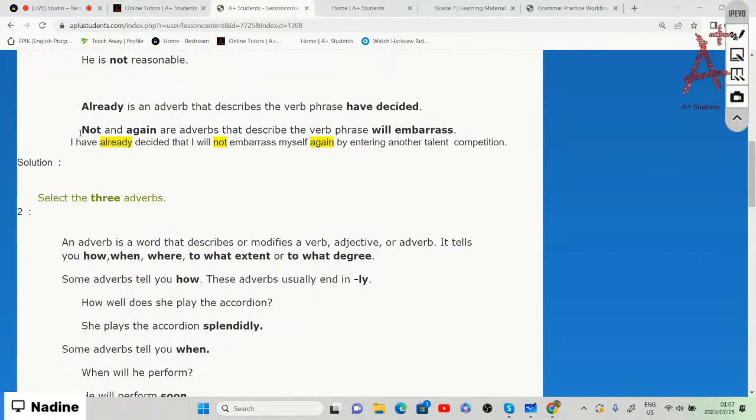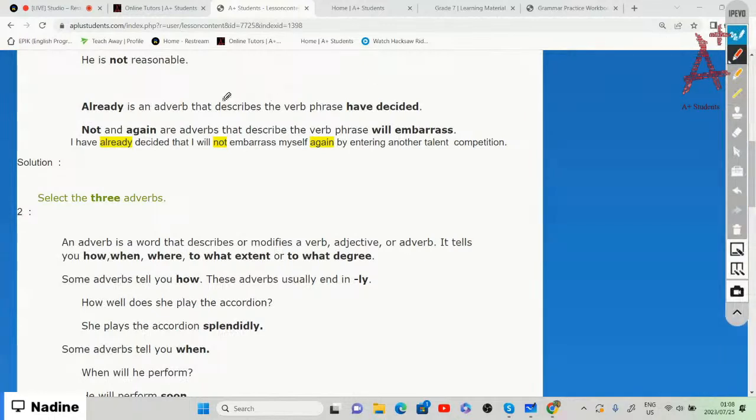So already is an adverb that describes the verb phrase have decided. And then not and again tell us to what degree. So not and again are adverbs that describe the verb phrase will embarrass, which means to what degree will you do something, will embarrass, so basically not. And then we also have again, which is an adverb.